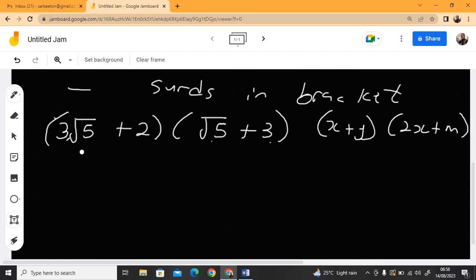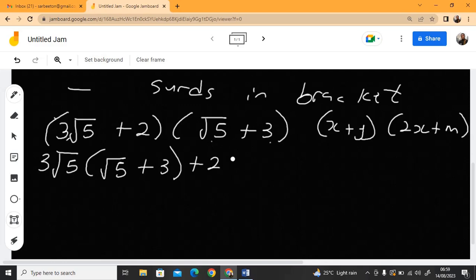So what I always tell my students is that this 3 root 5, you bring it up. You are going to use this to multiply both of this. You bring this 3 root 5 out. You now put the entire bracket beside it: root 5 plus 3. Close the bracket. Now this one is 2. The same thing, just plus 2. What is here also, you put it at the back of it. This is root 5 plus 3.